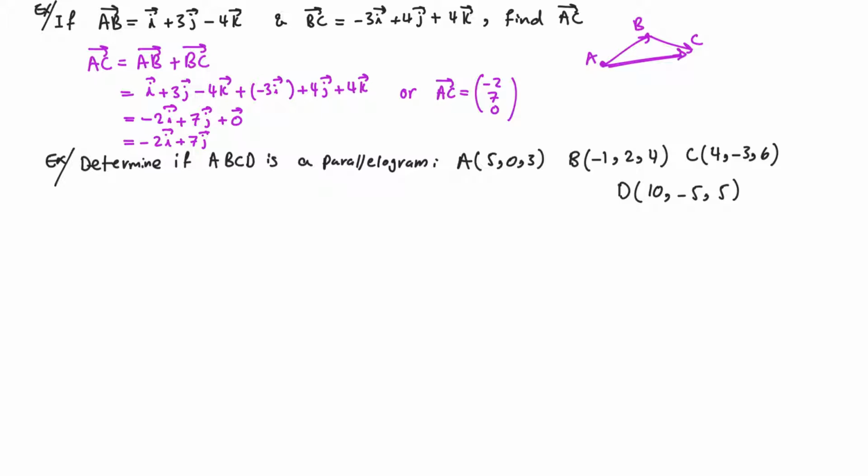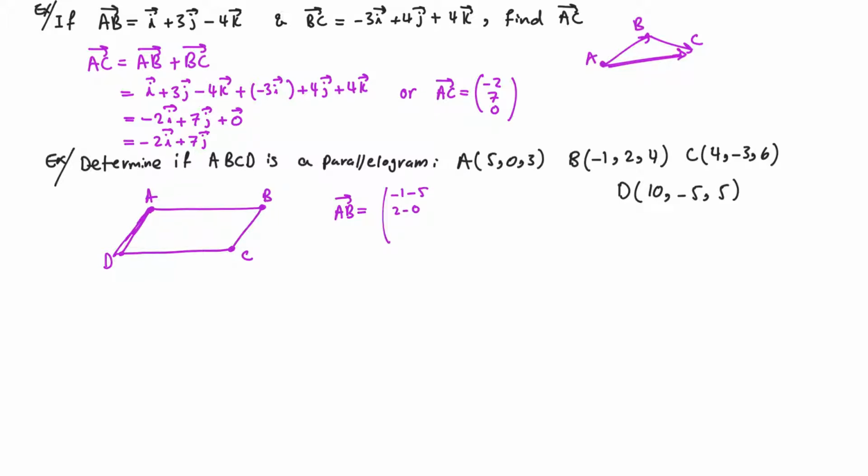Now, question 2 says, given points A, B, C, and D, determine if the quadrilateral ABCD is a parallelogram. Now, the first thing we do with this question is actually draw out the shape. So here we have a parallelogram with vertices A, B, C, and D. Now, looking at the shape, we can find all the vectors AB, BC, CD, and DA.